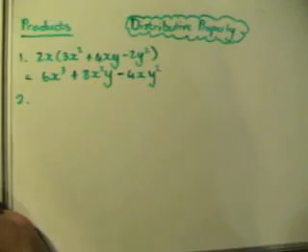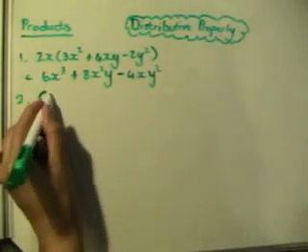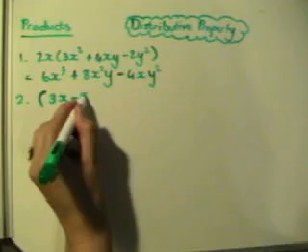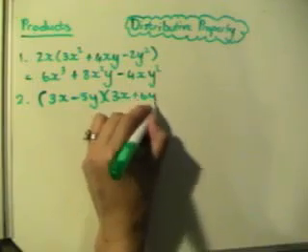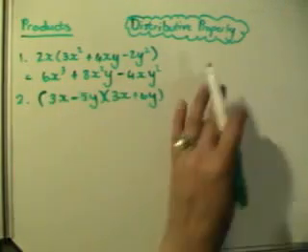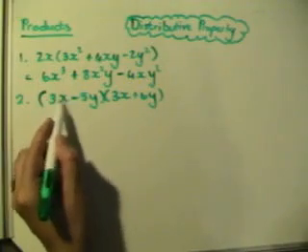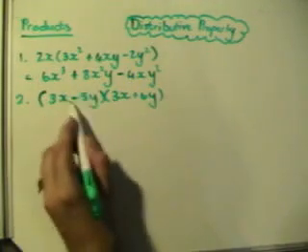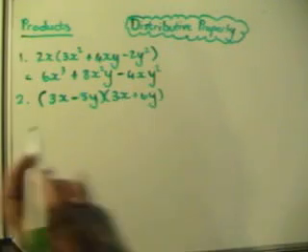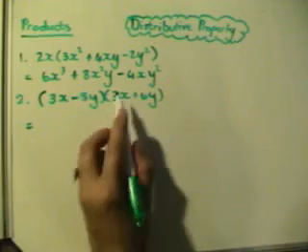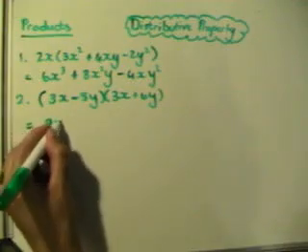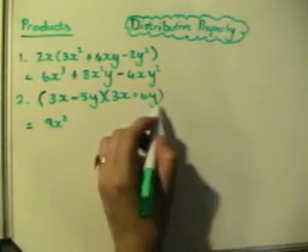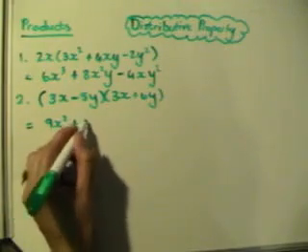Let's look at another example. Say for instance I have two brackets, 3x minus 5y and 3x plus 6y. As with the example that I did with the numbers, I want to multiply the 3x with all of the terms there and minus 5y with all of the terms there. So let's multiply 3x first. I multiply 3x with this one, giving me 9x squared. And I multiply 3x with this one, giving me 18xy.